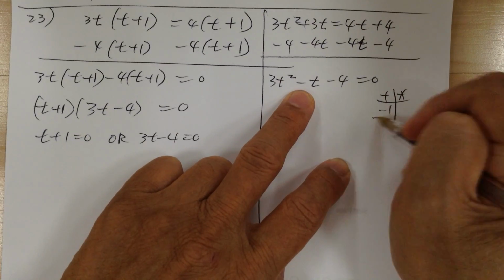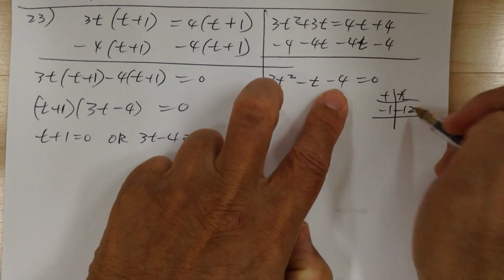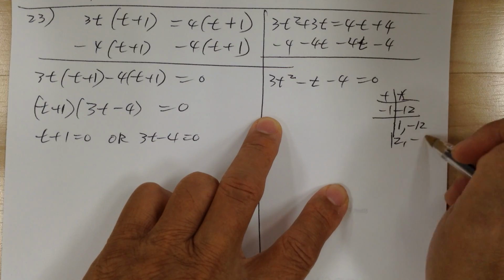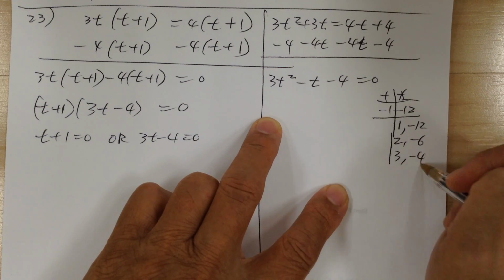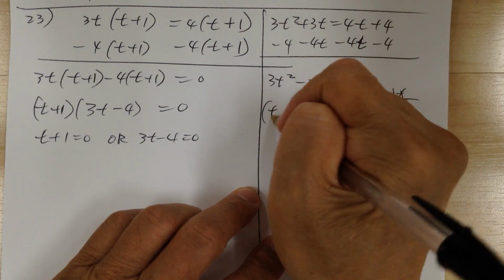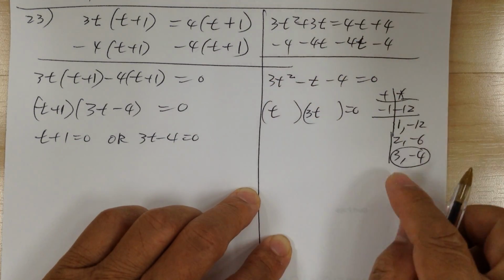You have to add to get negative 1. You have to multiply to get negative 12. So you go 1 comma negative 12, 2 comma negative 6, 3 comma negative 4. And then from here you're going to get t and 3t. You have to undo that.